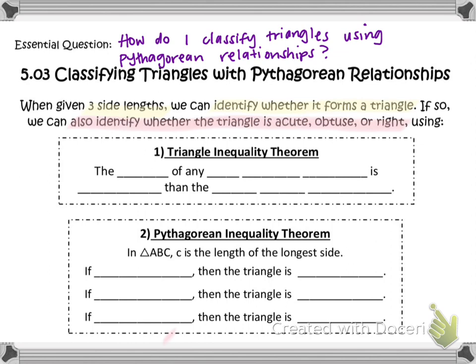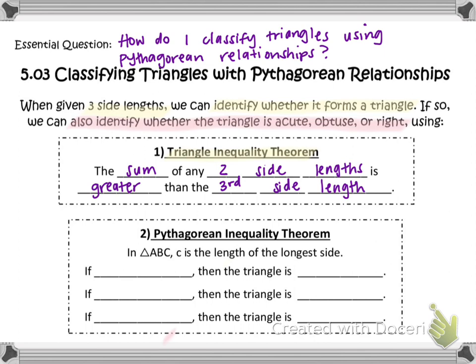All right, so to figure out whether or not the three side lengths make a triangle, we use the triangle inequality theorem. The triangle inequality theorem states that the sum of any two side lengths is greater than the third side length. Okay? So whenever you add two numbers, it should be greater than the third number.